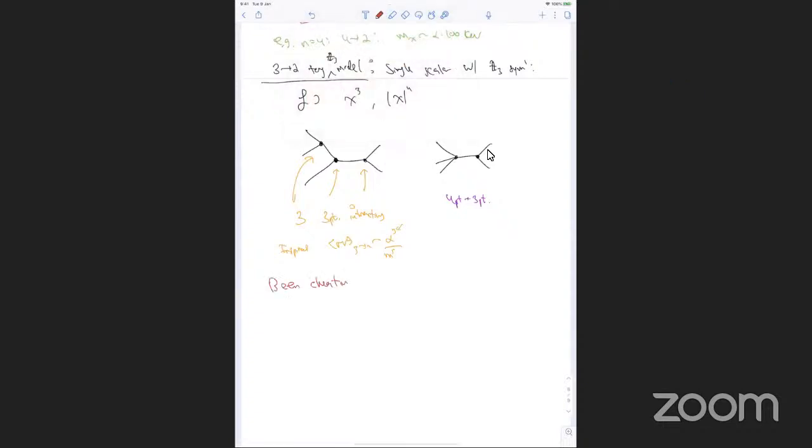Yoni, one question. In your second diagram, there are only 2 vertices. So in that case, it would be only alpha squared, not alpha cubed. So how do you deal with that?